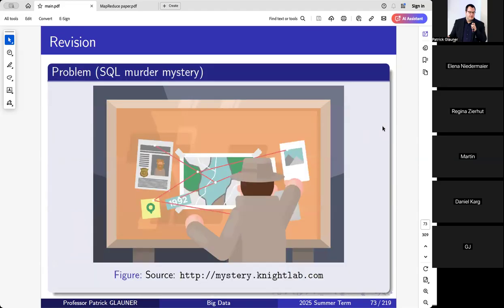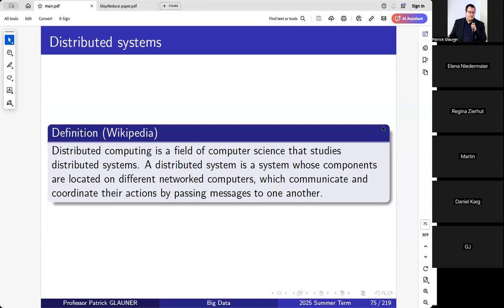Did anyone try out the SQL murder mystery? It's just for your revision, in case you want to improve your SQL skills, I can highly recommend this.